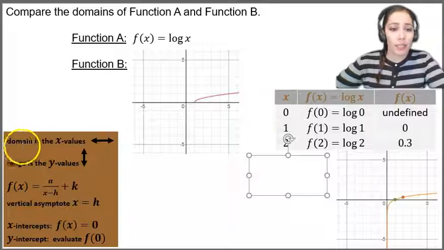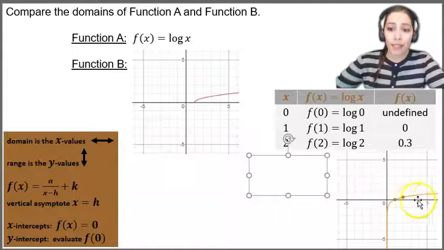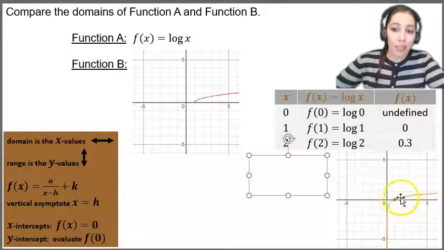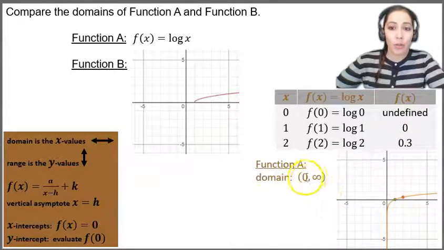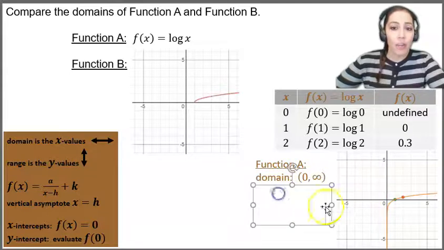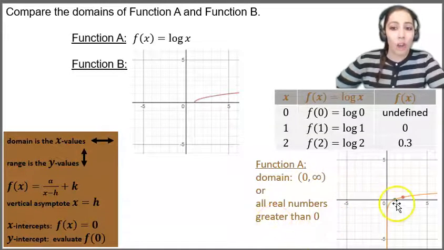Remember, according to Chloe's little tips and tricks over here, the domain is the x values. So it's my horizontal axis. As I go left on my x-axis, my function is getting closer and closer to what x value? Getting closer to 0, but it doesn't equal 0 because at 0 it's undefined. So on this problem here, I know my domain goes to 0, and as I go to the right on my x-axis, my function goes to infinity. Another way that you could write this is all real numbers greater than 0. Remember, greater than doesn't actually equal 0.